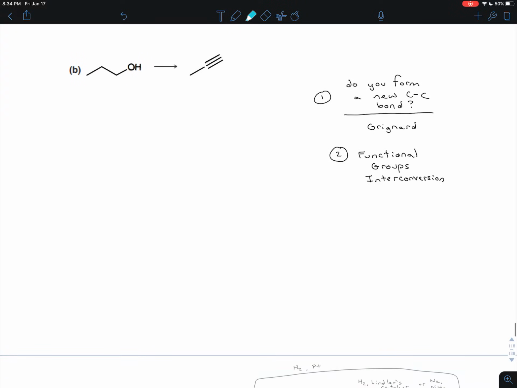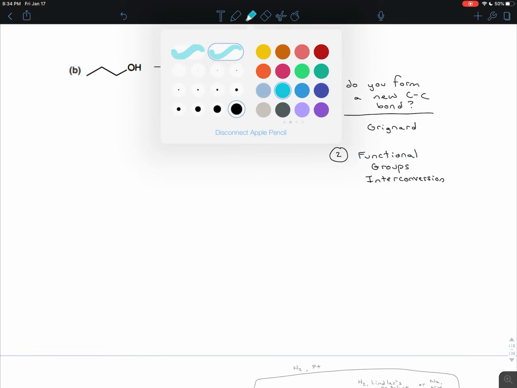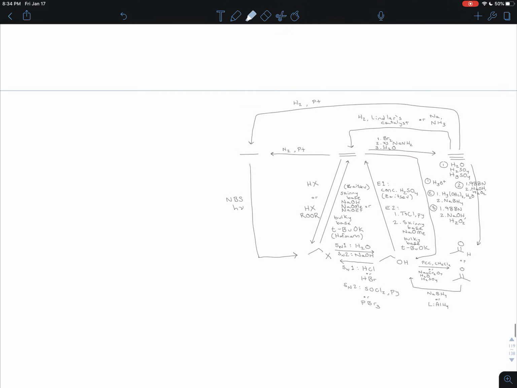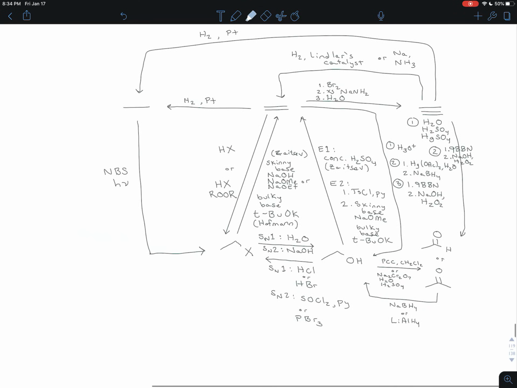Okay, let's try B. So first question, do you form a new carbon-to-carbon bond? In the molecule on the left, we have 3 carbons. The molecule on the right, we have 3 carbons. And so the number of carbons doesn't change. Therefore, we do not need to use a Grignard reagent to form a new carbon-to-carbon bond. So we're just looking at functional group interconversion, and that's going to be that table that we built in that previous video.